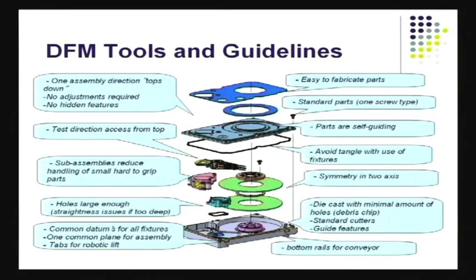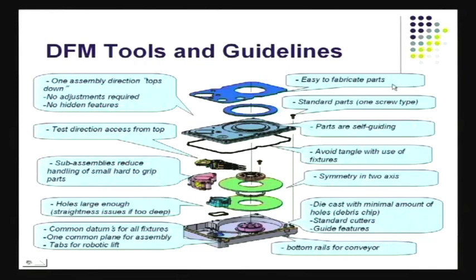Let's again take a look at that disk drive, and if you take a closer look at the screen, you'll be able to read a few things. For example, the assembly is to be done in a top-down manner, so that no adjustments would be required, no hidden features would be required. The test direction of axis also is going to be from the top. These are guidelines given to the design for manufacturing specialist. Sub-assemblies are to be done in order to reduce total handling. Holes have to be large enough to make sure the axis is there, and of course you've got to make sure all the fixtures and so on come together properly.